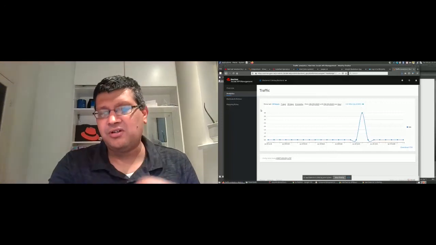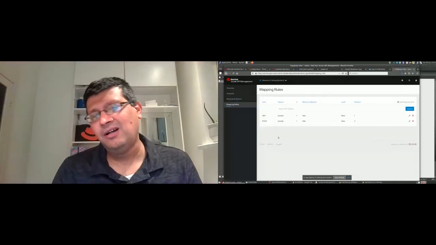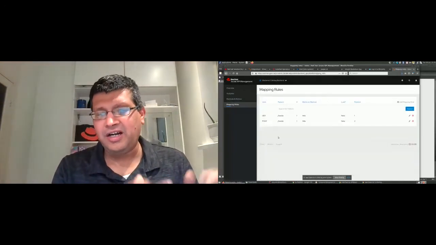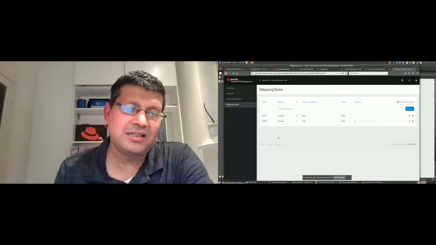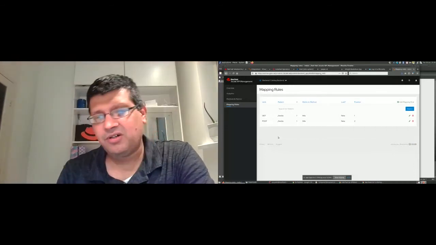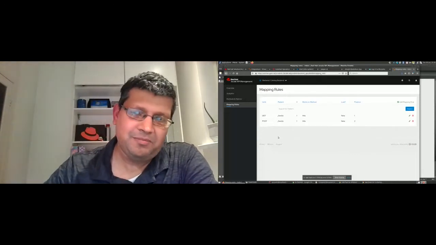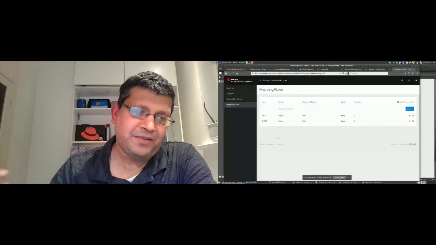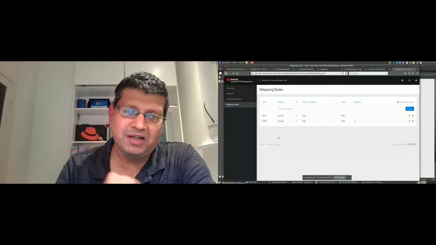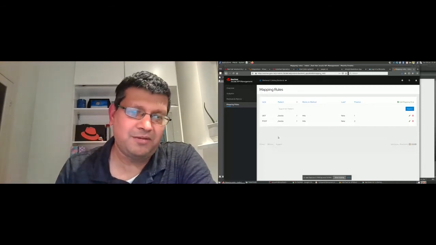And then I could specify mapping rules here, same as I could do from the front end, which tells me which are the paths and which are the HTTP verbs that are valid, and what is the order in which I am going to be presenting this set of mapping rules when a request hits for that particular path.